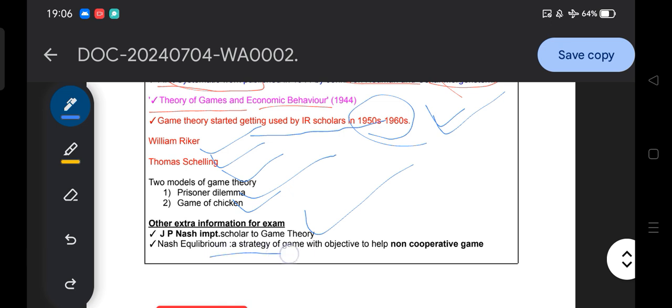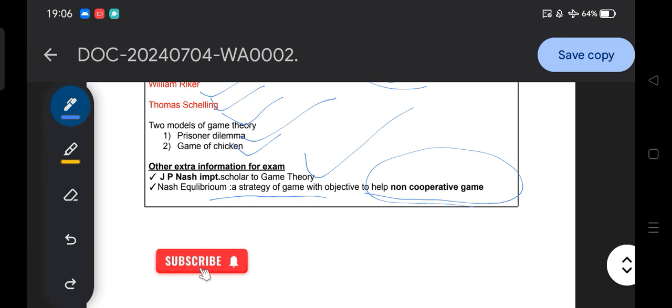And Nash equilibrium is a strategy of game theory related to non-cooperative games. So they can simply ask the question: non-cooperative games are related to whom? That is the expected question regarding JP Nash. Okay, very very important. So guys, with this note I conclude our lecture.